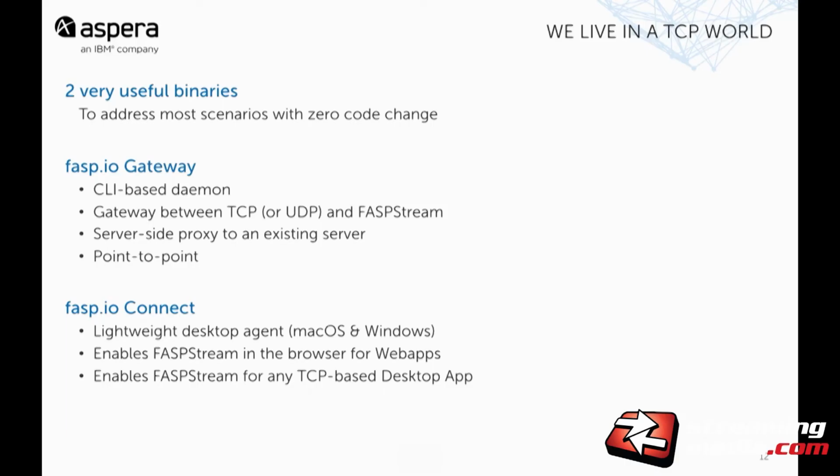And then we have the FastBio Connect, which does a very similar operation. It's basically a bridge between TCP, UDP, WebSocket to and from FASPStream. But the difference is this is a lightweight desktop agent for Mac and Windows. And basically, it enables FASPStream inside the browser for web apps or for any application that runs on your desktop.